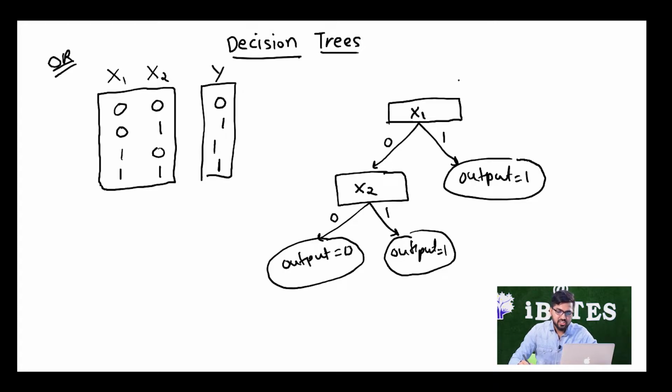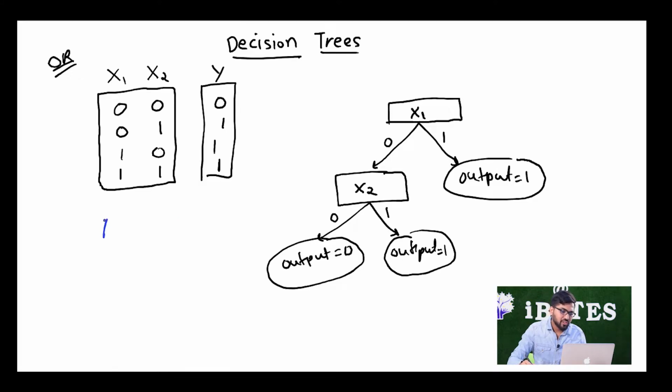Such diagrams are known as decision trees, because these look like trees and they are helping us take decisions. What type of decisions? That if x1 is equal to 1, straightaway take the decision that output is going to be 1. But if x1 is equal to 0, then you will also have to look at x2. So, at every point I am having to take decisions.